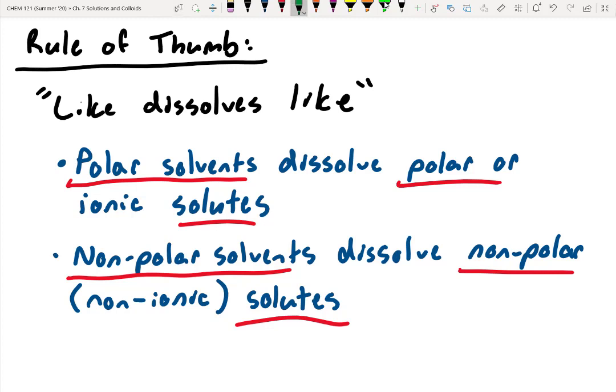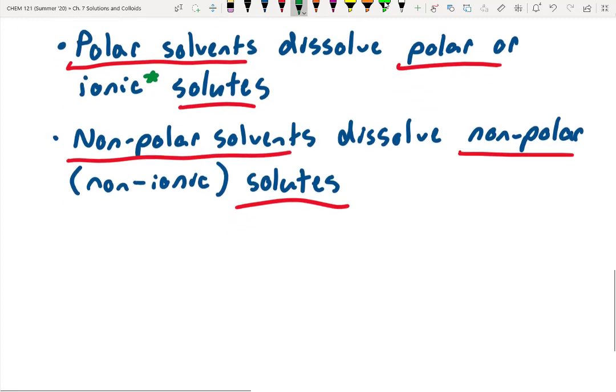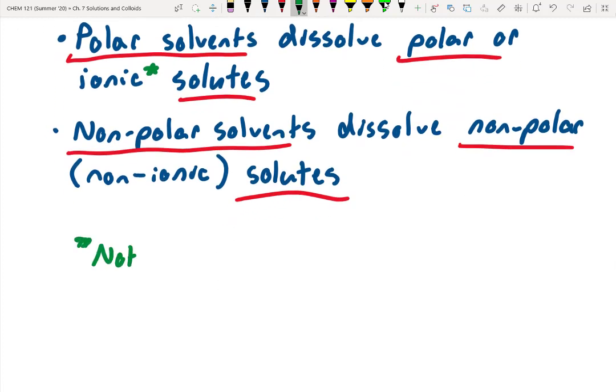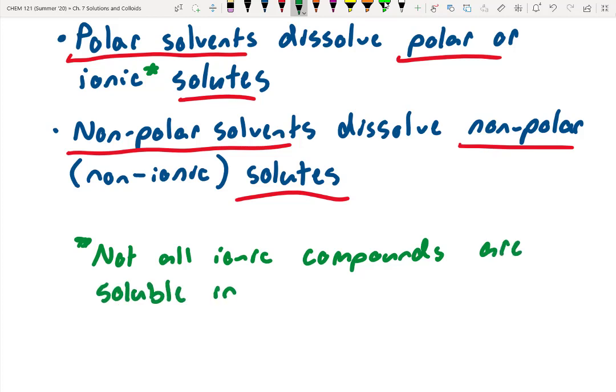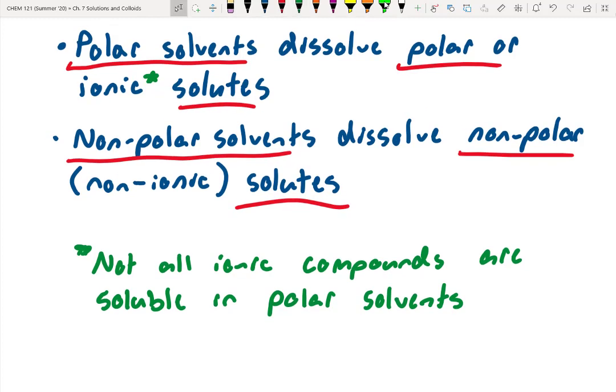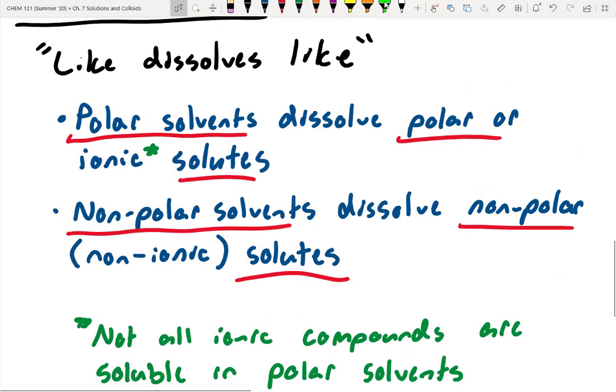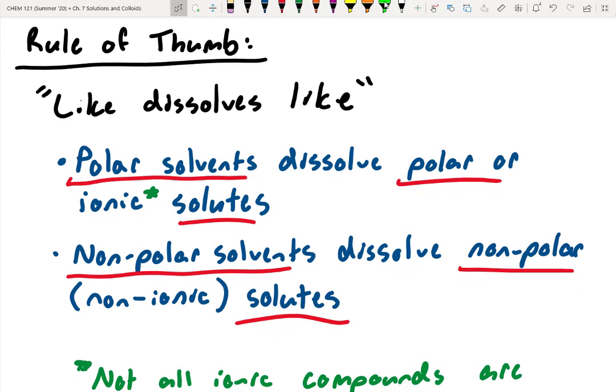I did want to make a little note here. Okay, and this note is that not all ionic compounds are soluble in polar solvents. In fact, we saw that in our last video, right? We saw that things like calcium carbonate aren't soluble in water despite the fact that they're ionic. So this is, yeah, it's a good rule of thumb, but it's not an across the board absolute rule. So always take this with a grain of salt, no pun intended. You like what I did there?